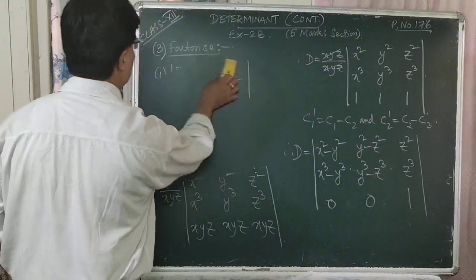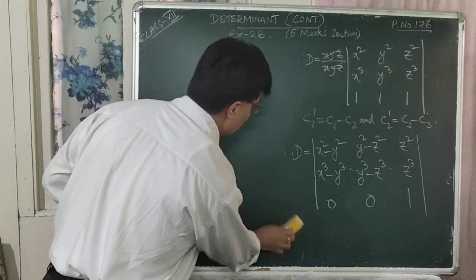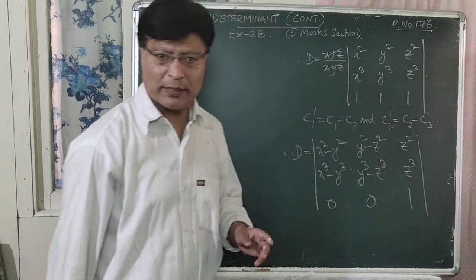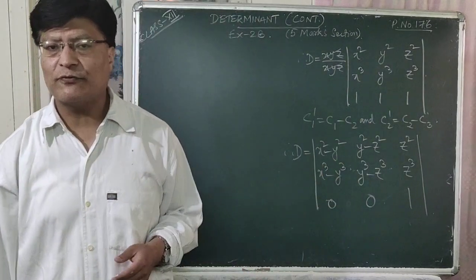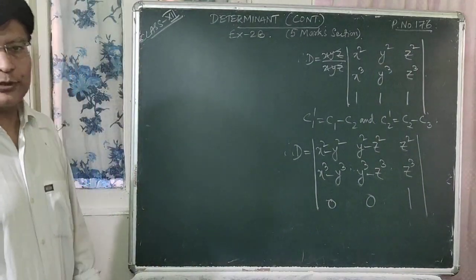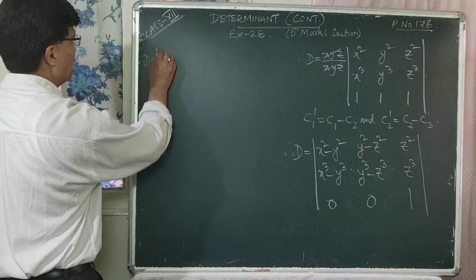So now let us simplify it. Let us simplify each element here. So you can use the formula x square minus y square, a square minus b square formula, x cube minus y cube, y cube minus z cube. Here you can use the formula of a cube minus b cube. You have to use the factor formula. So now d is equal to, what is the first column now?